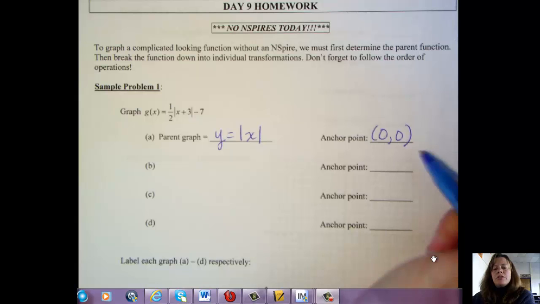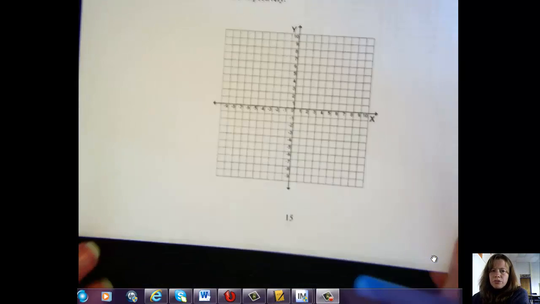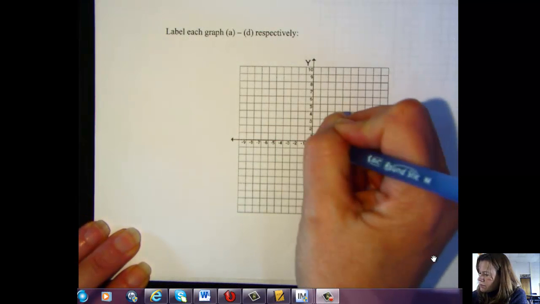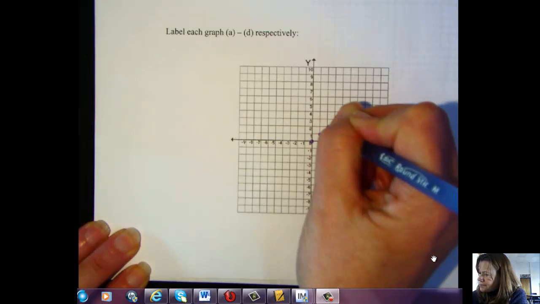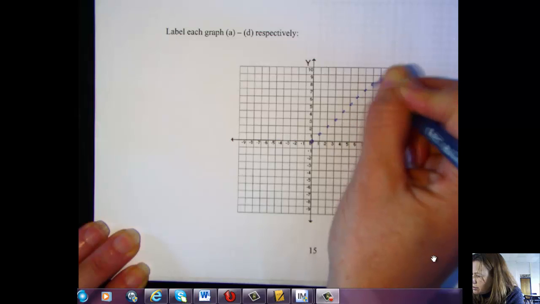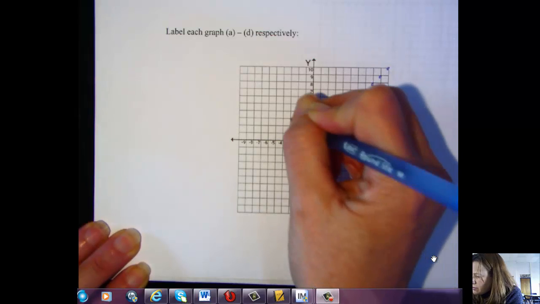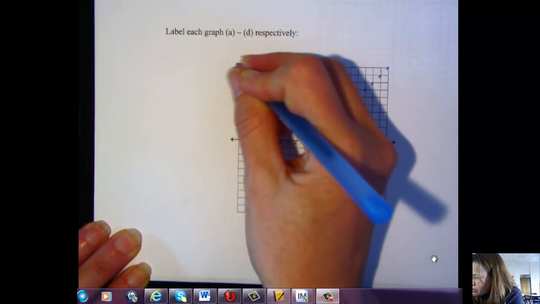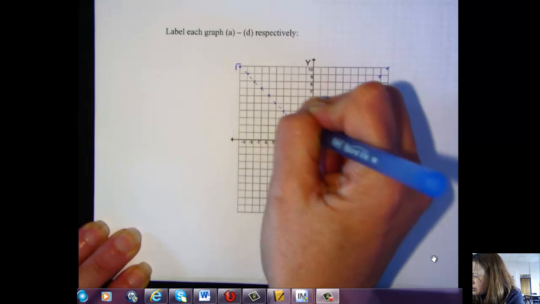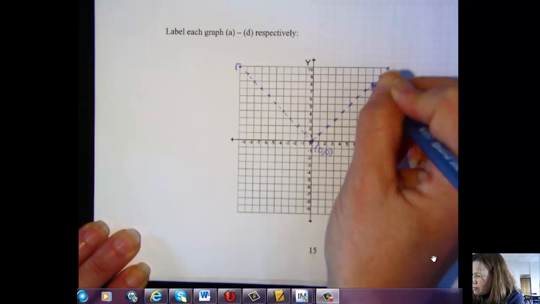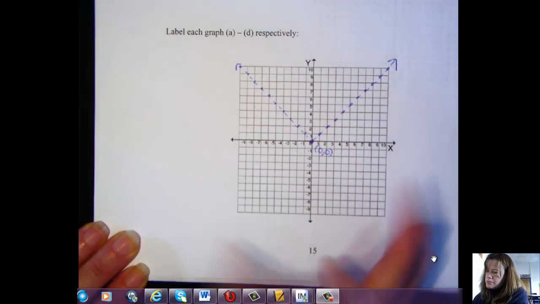Okay, so what you want to do now is graph that parent. So I'm going to move to the bottom of my paper and graph absolute value of x parent. And again, you should be getting really quick at these after all of our practice and pop quizzes and study time. There's its anchor 0, 0. And there's its other side.